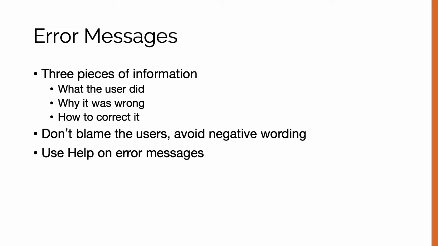Mainly what you want to be able to say in an error message is to provide 3 pieces of information: what the user did, why it was wrong, and how to correct it. And for God's sake, don't blame the users when you're doing this. Avoid negative wording. These folks have been kind enough to buy your product, and you want to keep them around to buy the next one. So do not make them feel bad. Do everything you can to be supportive. So use help on error messages as well, which will help people understand how to use the product.